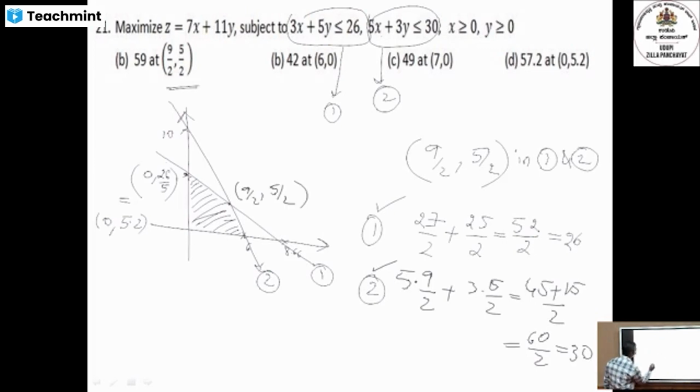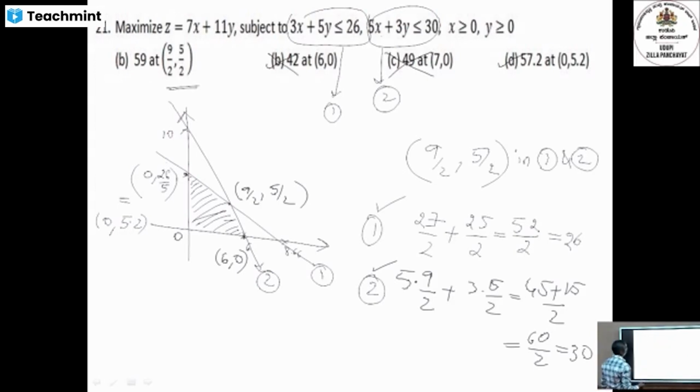Now this point is known to us, that is (6, 0). So these are the corner points, and the origin. So these are the 4 corner points. Origin is not mentioned. So this is (0, 5.2). If you substitute (0, 5.2): 11 times 5.2, that is 57.2. Yes, this is one value. (7, 0) is not a corner point. (6, 0), if you substitute, 42, but less than 57.2, therefore it is not the maximum.